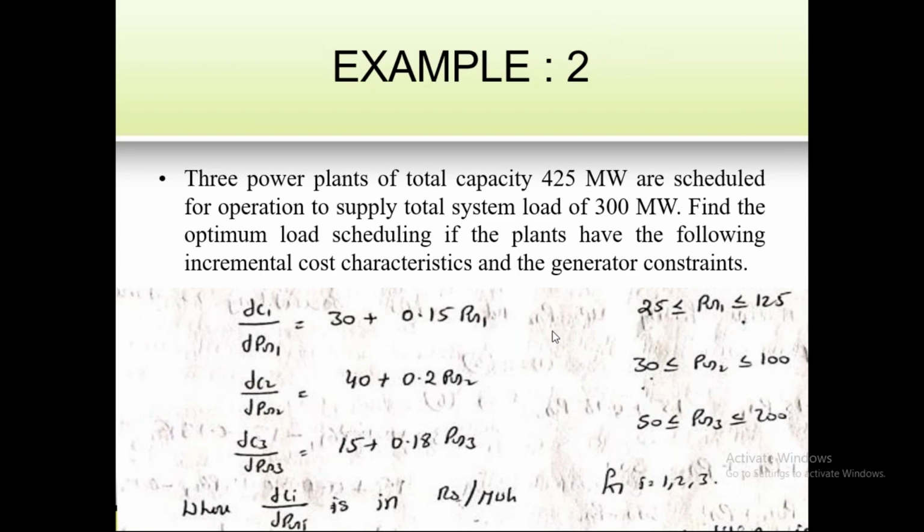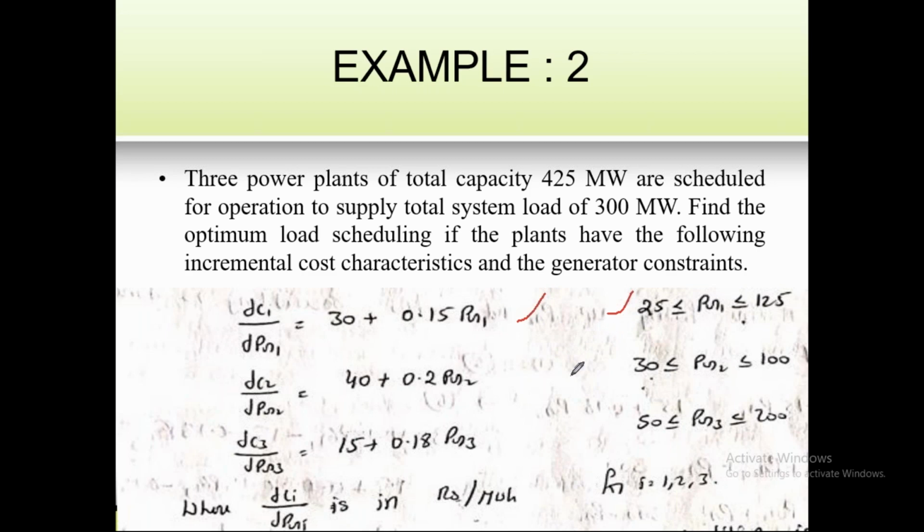So the first value is 103.23. Just check the limits of plant 1. The value should be between 25 and 125. We got 103 point something. So it means the generation is within the maximum and minimum limits. So this answer is correct.